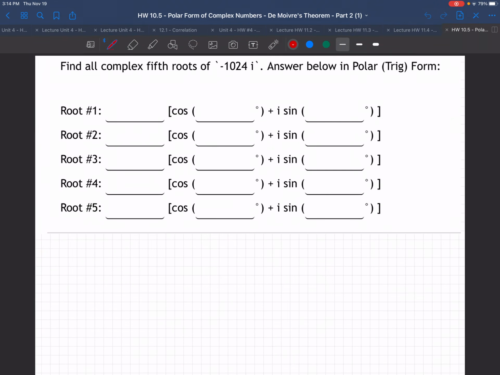We might think, well, if I'm going to take the fifth root of negative 1024i, what times itself 5 times? Because that's what a root does, right? Let's think about roots for a second.